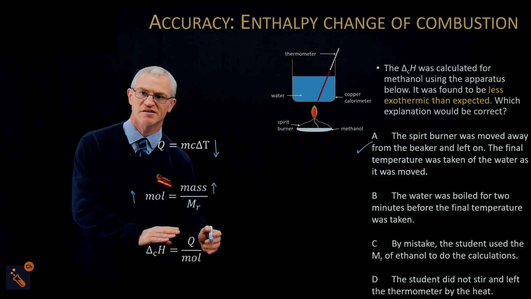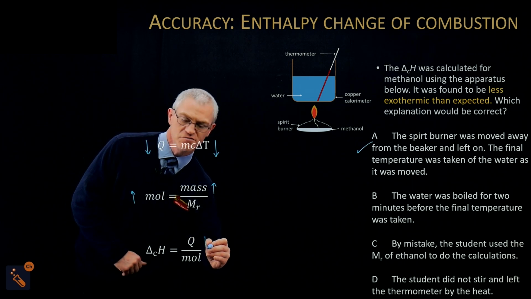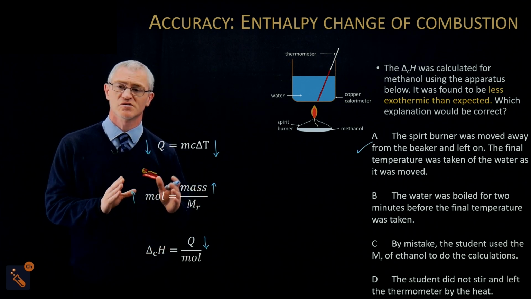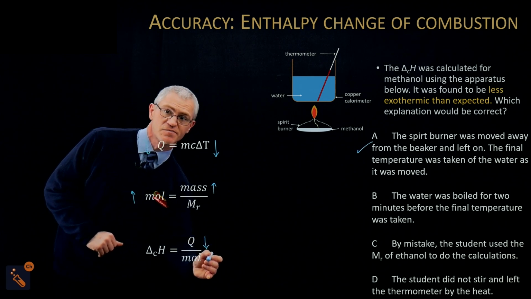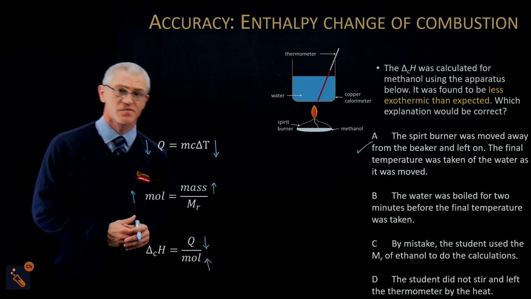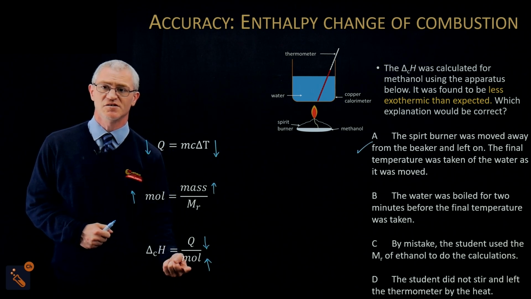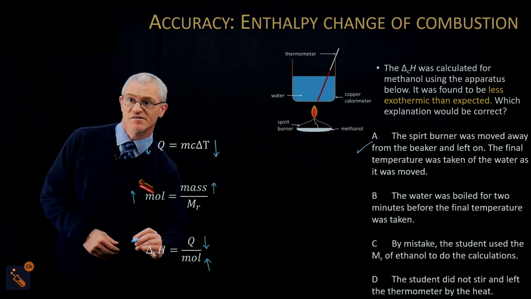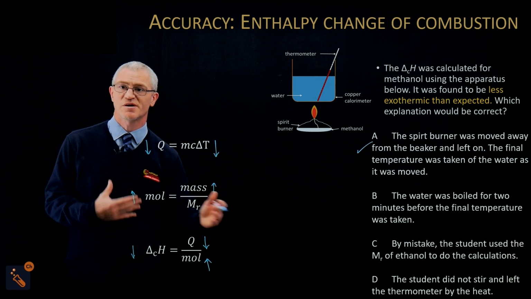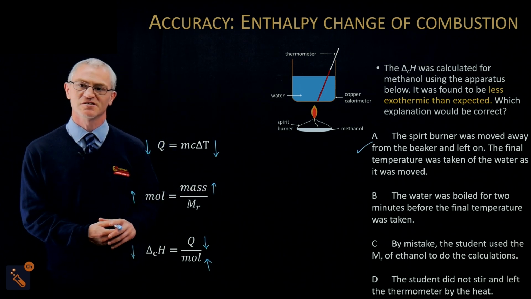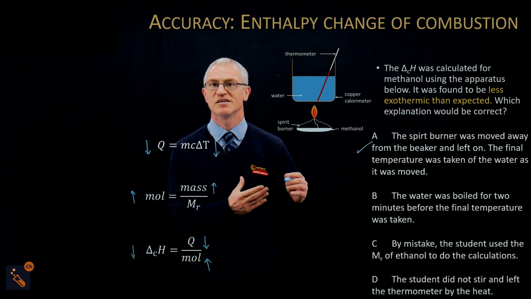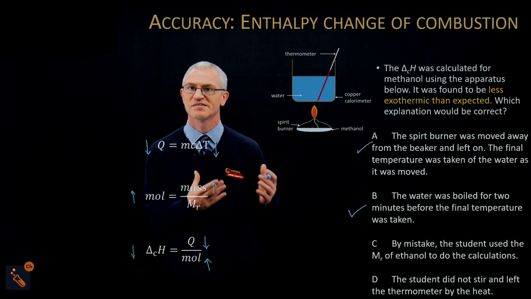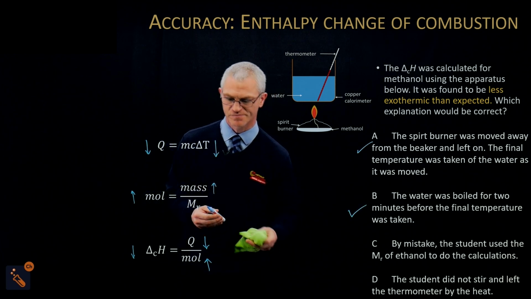Then we take this down here and we can say Q. So if I go here, Q is going to be less, okay? But our moles of our fuel that's burnt is going to be higher, okay? Which means if this has got higher and this has got lower, this is definitely going to be lower. It's going to be a smaller number. And this is just about putting things into equation, magnitudes of numbers and things like that. Which means that if the water was boiled for 2 minutes before final temperature was taken, then this again would be less exothermic than I would expect.